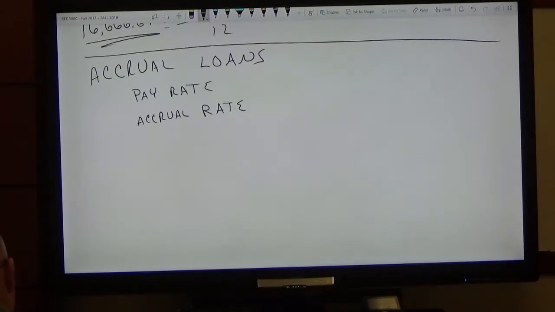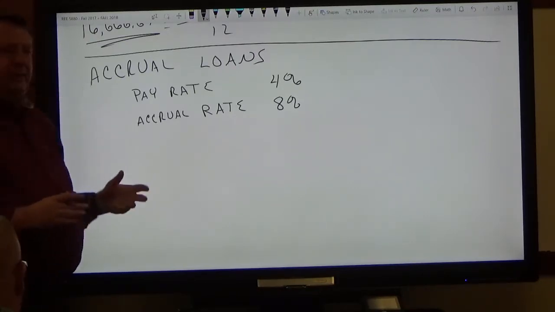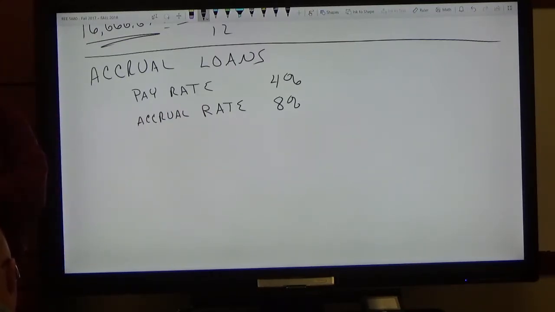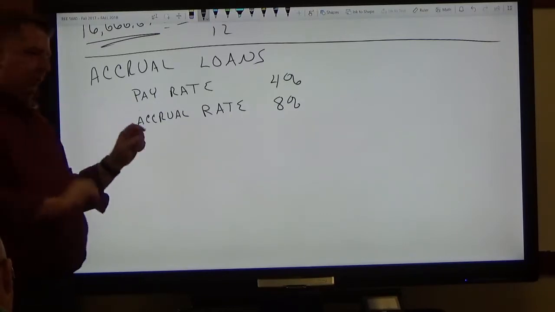So let's just say, give me a rate for the pay rate. 4%. And the accrual rate is, let's say, maybe it's 8%. So double that. For those of you that are really thinking about this, you're going to see a similarity to something we've already covered. We'll get to that in a second.